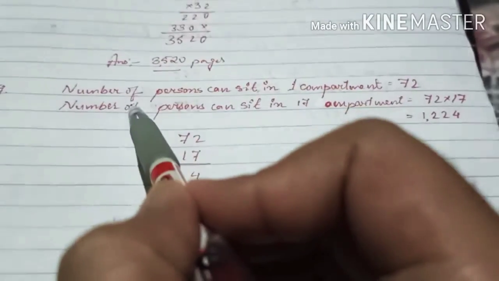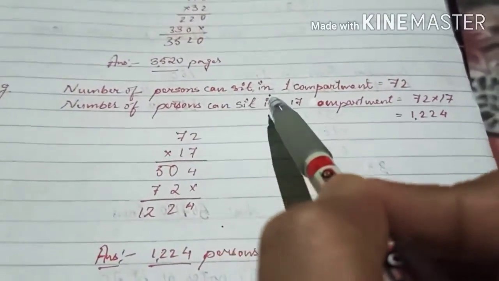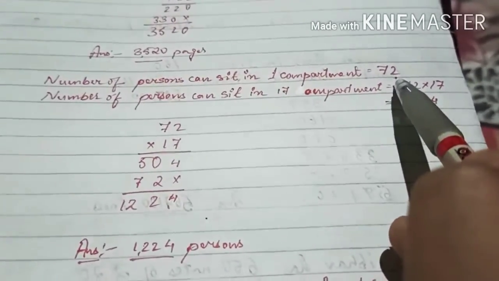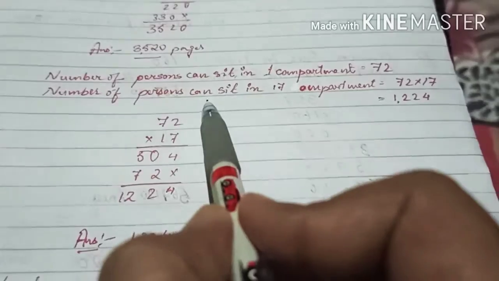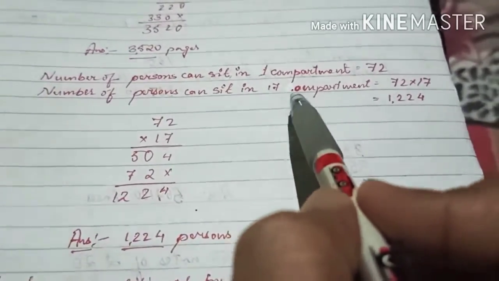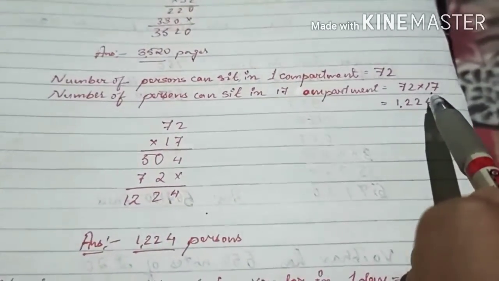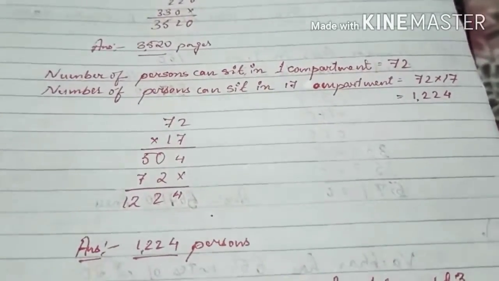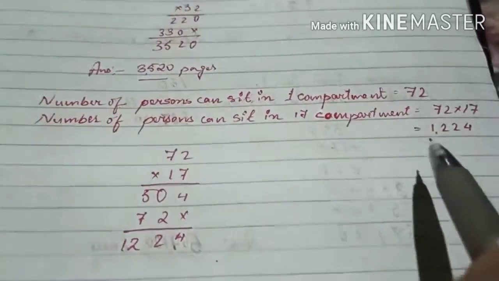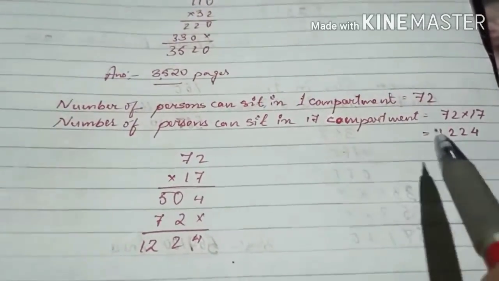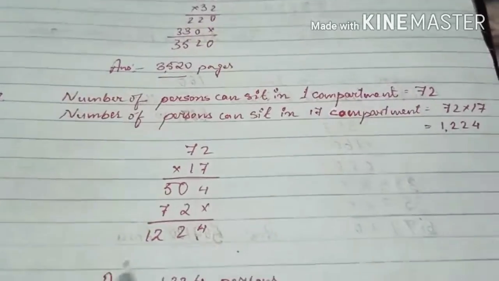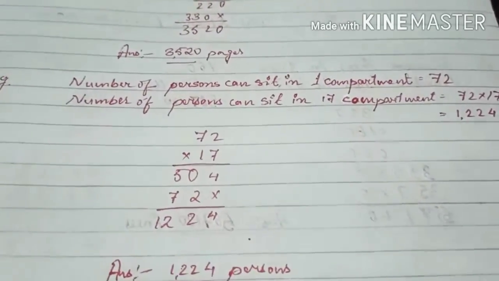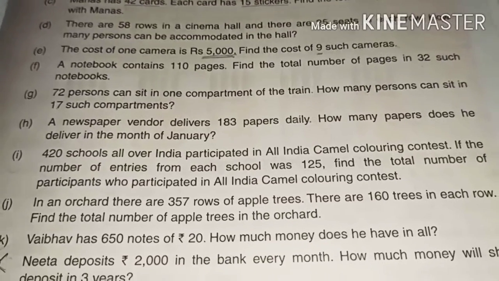Now see here, the number of persons who can sit in one compartment equals 72. So the number of people who can sit in 17 compartments is 72 into 17. After multiplying 72 with 17, we got 1224. So in 17 compartments, 1224 people can sit.